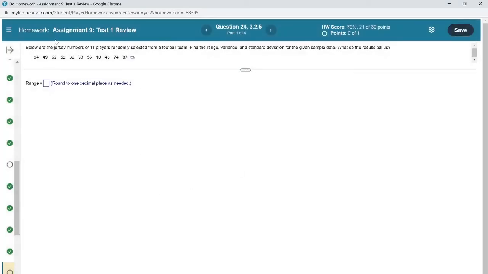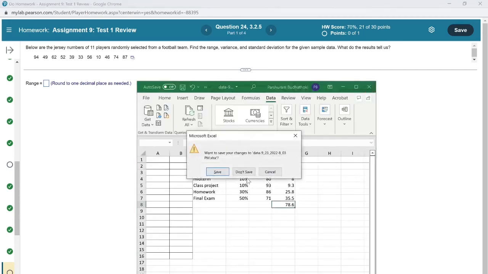Next problem. Below are the jersey numbers. One more time, these are the jersey numbers. So whatever statistical information you are going to find, it is actually meaningless. Okay, but we are just trying to find the range, variance, and standard deviation. So range means the data from the highest value to the lowest value.